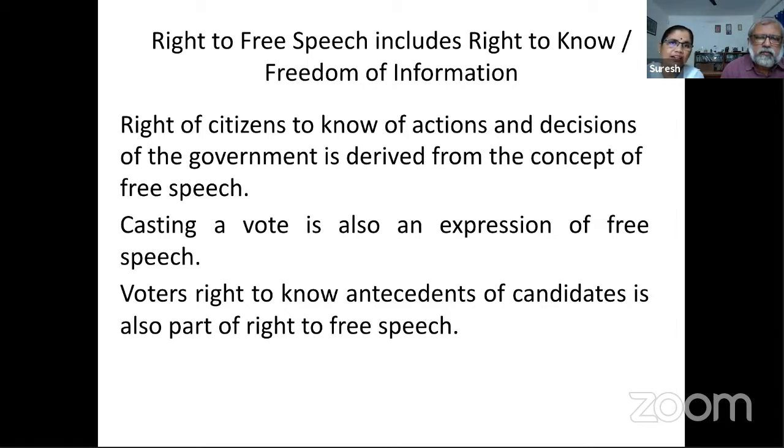So, the courts have repeatedly held that the right to free speech includes the right to know and the freedom of information. Your Right to Information Act has actually come as a fallout of the courts holding that the right to freedom of speech includes the right to know. The right of citizens to know the actions and decisions of the government is derived from the concept of free speech. Unless we as citizens are informed, how do we even participate in the democratic process of your governance and in your other systems?